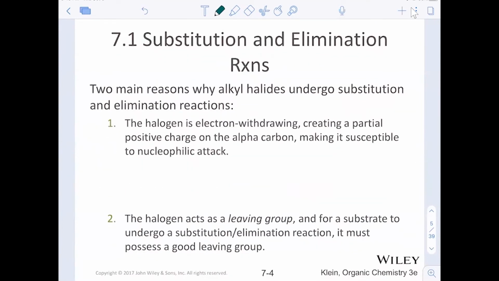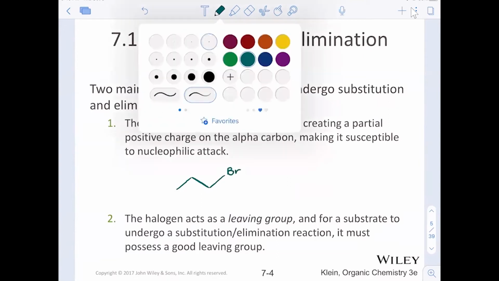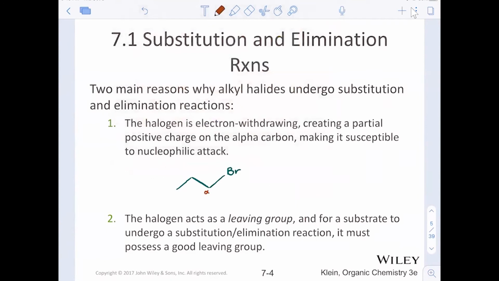All right, so our substitution and elimination reactions. There are two main reasons why alkyl halides undergo these substitutions. We saw this a little bit already, but let's just go ahead and present a specific example here. There is an alkyl halide. This is what I'm going to call the alpha carbon. It is the one that is electron deficient, right? We have a delta minus and a delta plus appearing on that bond. Carbon alpha gets the actual delta plus, so it is the electrophile.